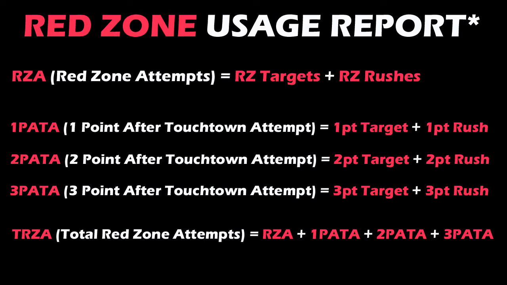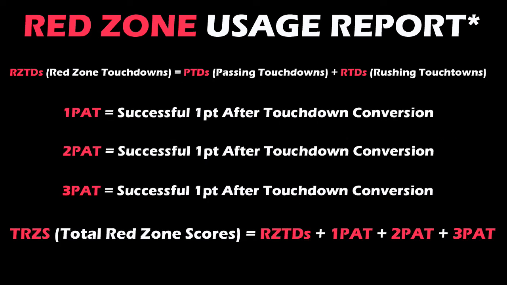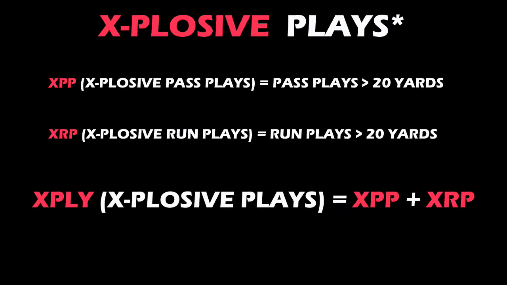The important thing to know is that I charted every attempt for a touchdown in the red zone and every 1 point, 2 point, or 3 point after attempt by both passing target and rush, ultimately giving us a number for total red zone attempts. I also charted where each of those attempts resulted in a score, giving us a number for total red zone scores.